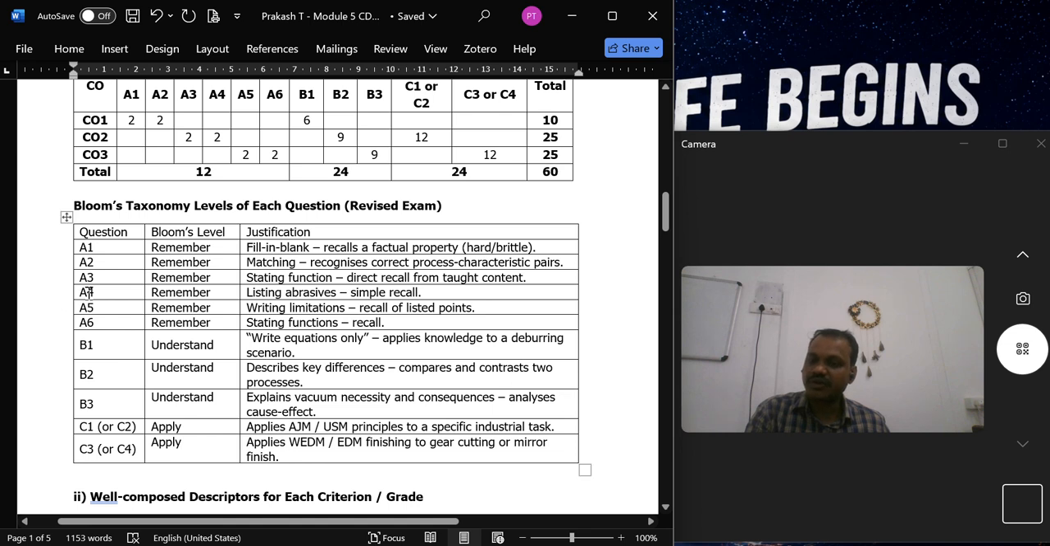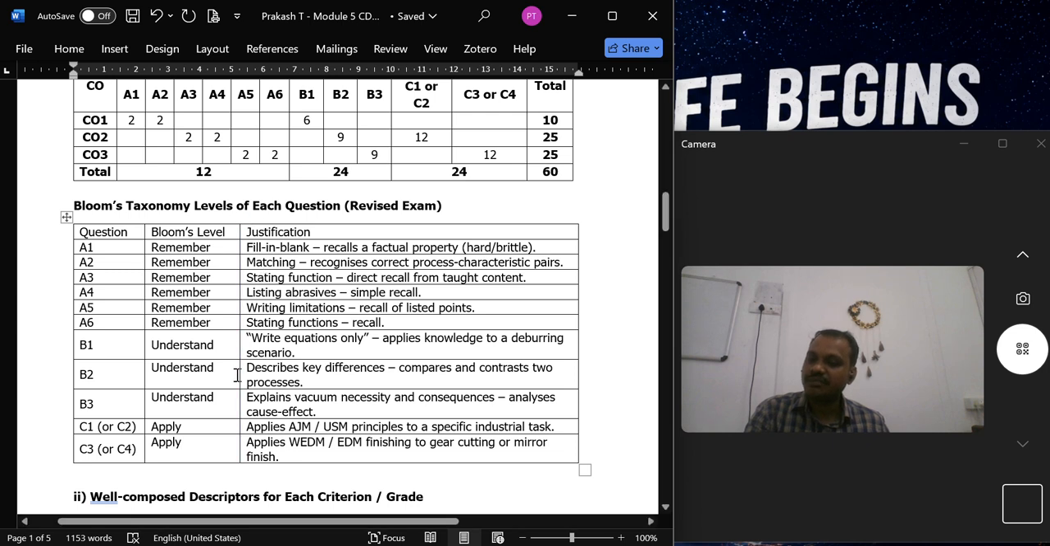Part A has the remember category. I decided on six questions, A1 to A6. I follow fill in the blanks for A1, which is a factual property. Again, the matching question is used to identify the correct process characteristics. And then stating the function, listing abrasives, and writing limits. These are the recall purposes we used.